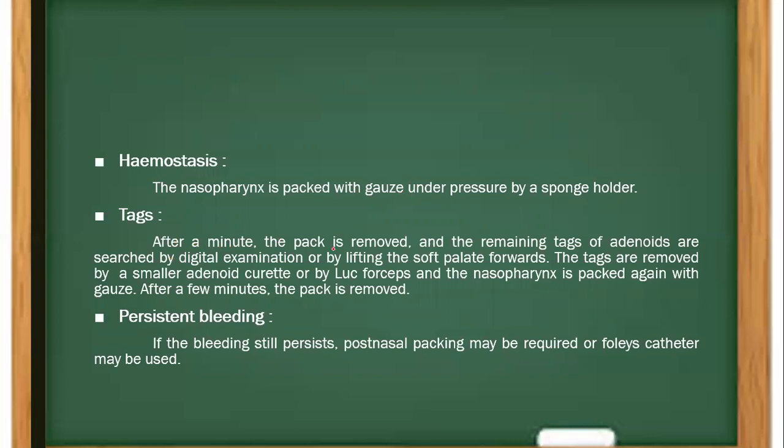Tags. After a minute, the pack is removed and the remaining tags of adenoids are searched by digital examination or by lifting the soft palate forwards. The tags are removed by smaller adenoid curette or by loop forceps and the nasopharynx is packed again with gauze. After a few minutes, pack is removed.